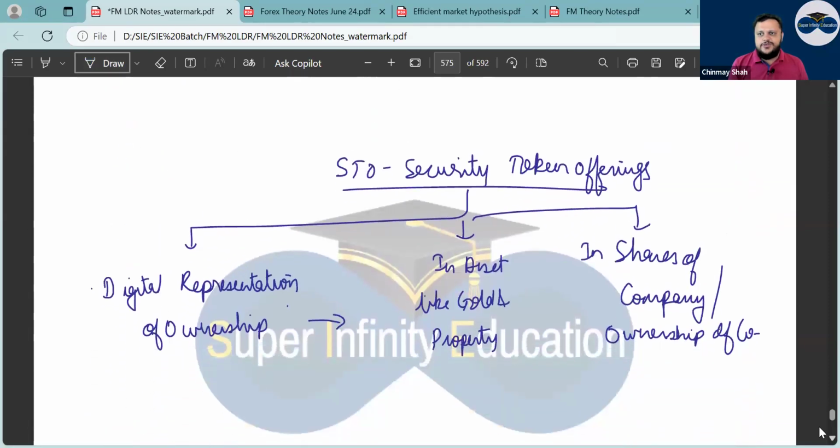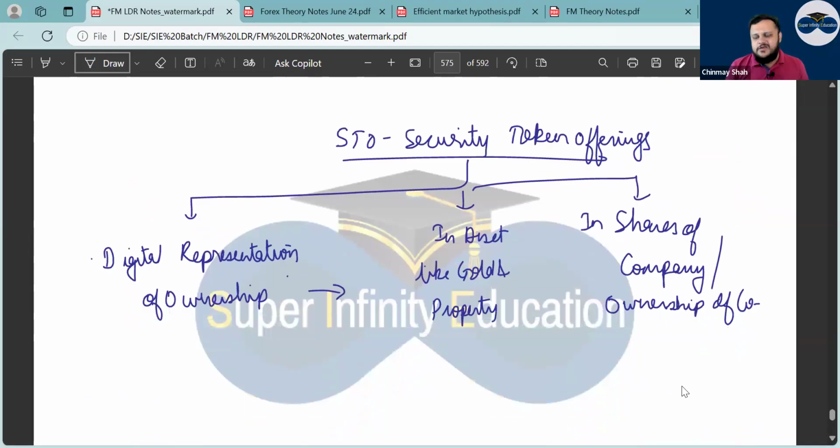Come to this STO, the favorite part of the examiner. A technical article was there, and on the study also this part has been added. What is a securities token offering? It is nothing but a digital representation. It is as good as a share, correct? But instead of a share, it is a digital token given as a digital representation of ownership in assets like gold and property, and generally in shares of a company or ownership of a company.